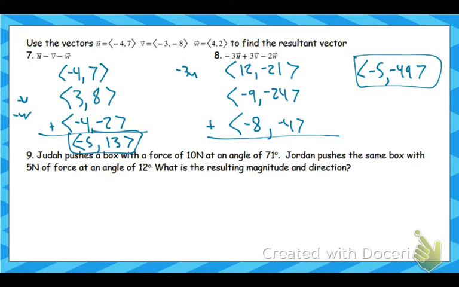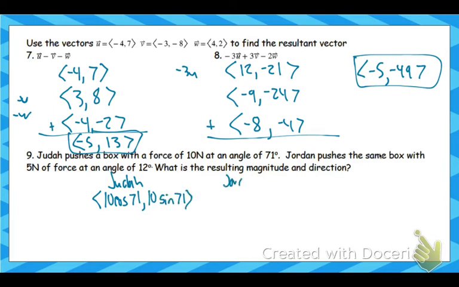All right, and then the last thing that we did with vectors were our word problems. So on these word problems, we kind of followed the same process. We found the component form, we added the component forms together, and then we took the resulting component form and we found the magnitude and direction. So let's start with Judah. All right, Judah is pushing a box with a force of 10 newtons at an angle of 71 degrees. So component form, the x would be 10 cosine 71. The y would be 10 sine 71.